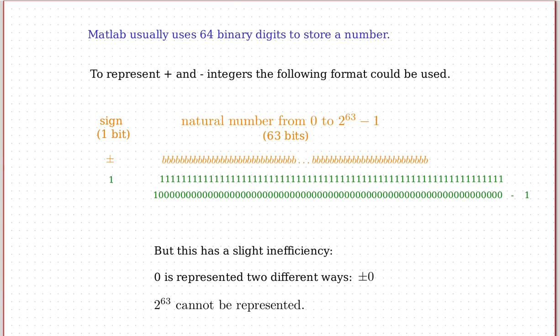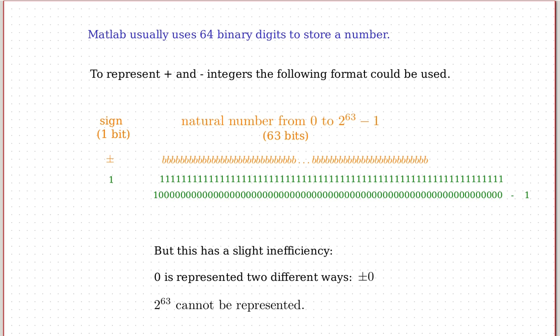MATLAB by default uses 64 bits to store numbers. You can actually get custom representations, so you can have 32-bit numbers and maybe even 128-bit numbers, I'm not sure. But the default seems to work well enough, certainly for our purposes. So I'm just going to talk about the 64-bit format, but other formats are available. This means that they use a string of zeros and ones, 64 bits long, in order to represent numbers.